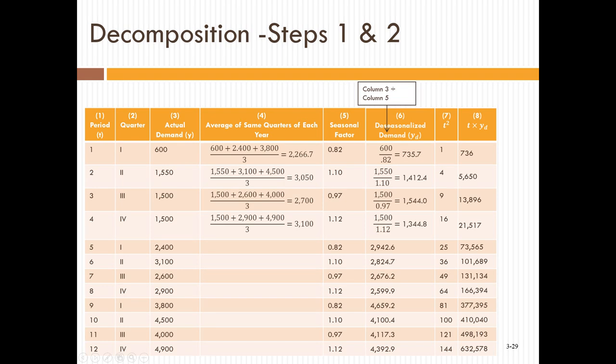To deseasonalize it, we divide by the seasonal factor, taking out the effect of seasonal demand. So we take 600 and divide it by 0.82, 1550 divided by 1.1, and 1500 divided by 0.97. You can see it's just column 3 divided by column 5, and that's deseasonalizing the demand. As we move forward with linear regression, we're going to need t squared and t times y, so we add in columns to do that.